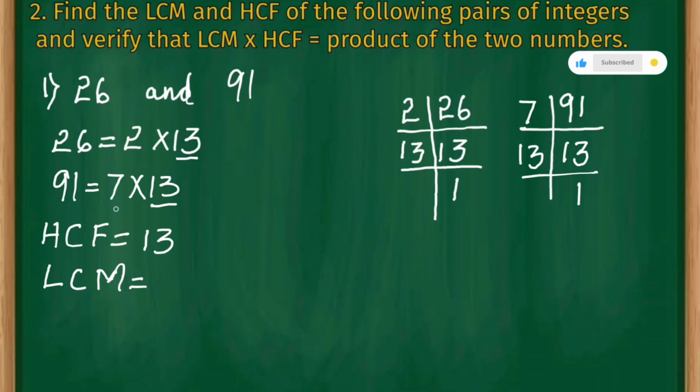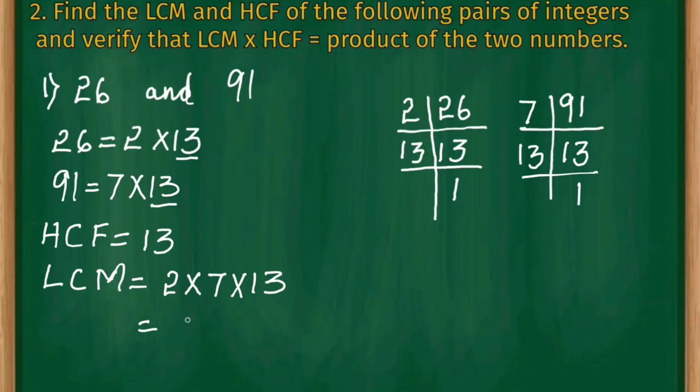For LCM, we will write all the factors that we have got for both the numbers. So 2, 13 and 7 are the factors that we have got. But 13 we will write only one time, so we don't write it repeatedly. So LCM is equal to 2 into 7 into 13. By multiplying these three, we will get the LCM. Remember, the common factor will be written only one time.